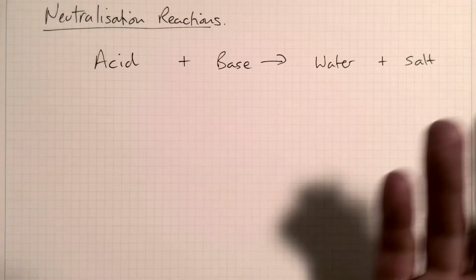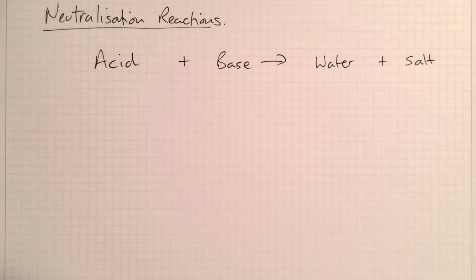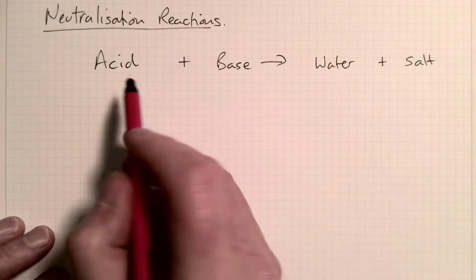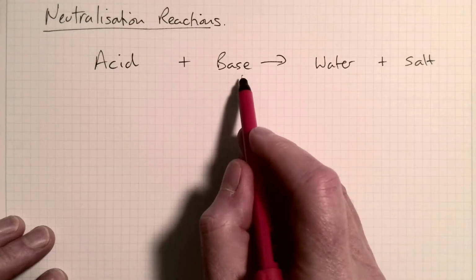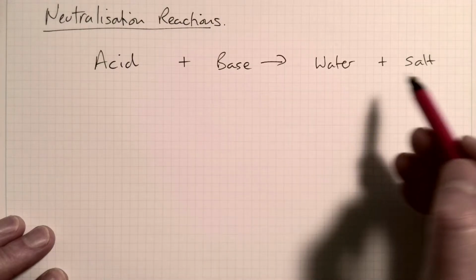Now, if you don't react the exact amounts, of course, you're going to have some excess acid or some excess base, which will leave you with a bit of leftover material. But if you've got exactly the right amount of acid and exactly the right amount of base, what you'll get is water and a salt.